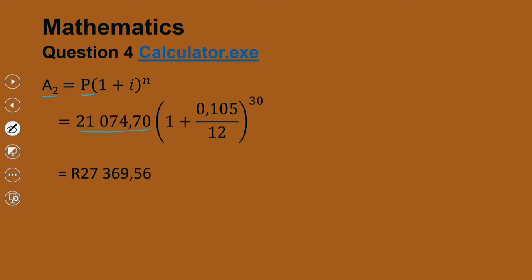21,074.70 cents. And then open bracket, 1 plus, what is the value of I? Remember, we know now, it is 0,105 divided by 12. What is left? Everything to the power of 30. Are we together? Let's use the calculator to work this out.